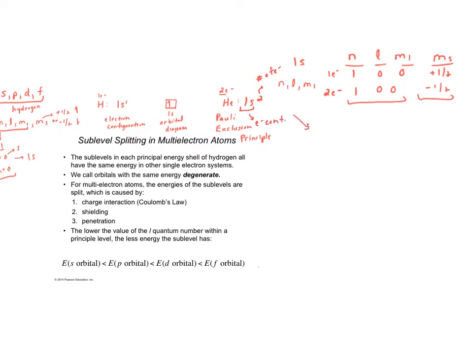I could also write the orbital diagram here. And so again, this is the 1s orbital. Now my first electron goes in, spin up, and then that second electron for helium goes in spin down. So now they are spin paired. Okay? All right. So kind of keep building, right?